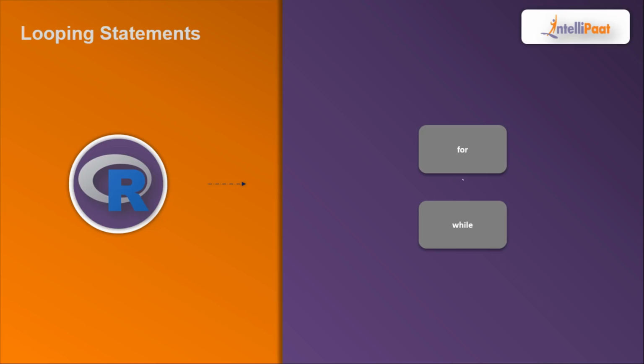Right, so these were some decision-making statements. Then we have looping statements. The looping statements basically help us to iterate a certain task, right? So I'm repeating it again. The looping statements, as the name states, help us to loop a certain set of actions, or iterate or repeat a certain set of actions. And the two most commonly used looping statements are for and while.